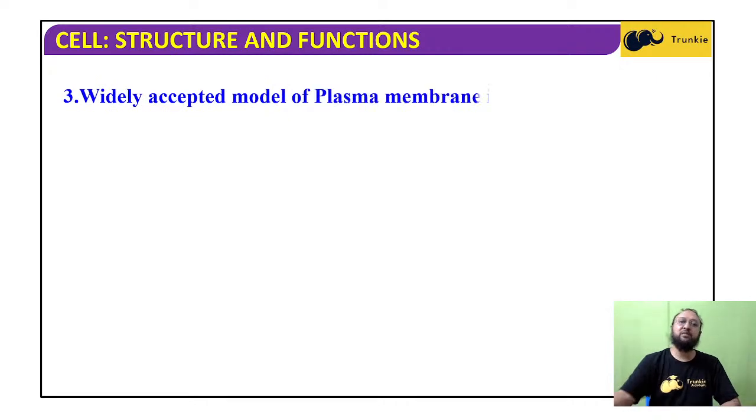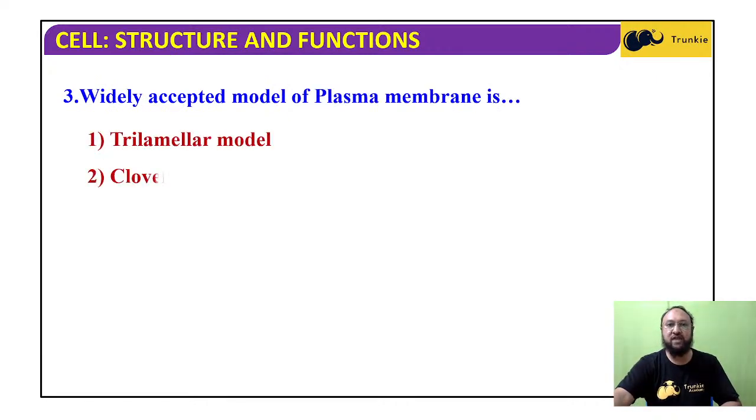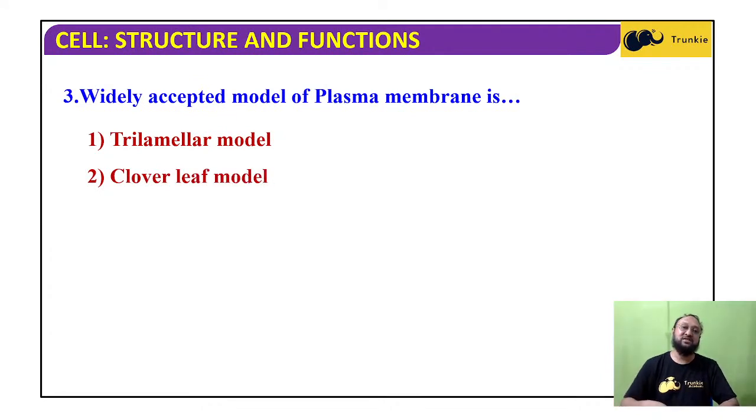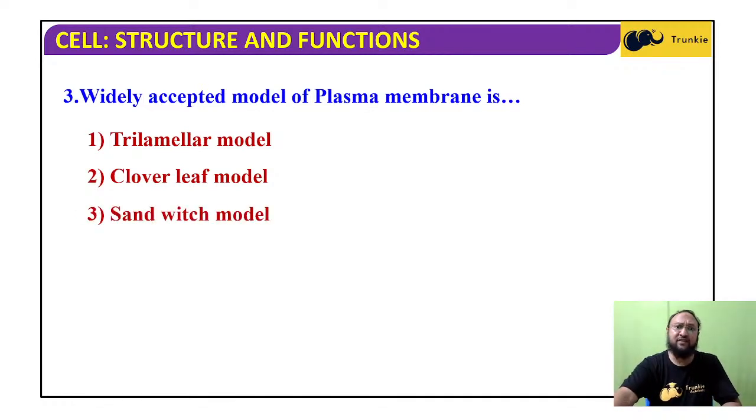Now, the widely accepted model of the plasma membrane is the fluid mosaic model, not the trilamellar model from the previous segment. When scientists studied the trilamellar model, they found some drawbacks and were not satisfied with it. The clover leaf model was also given, but this was also not satisfactory. The sandwich model was understandable to some extent, but there was also some drawback.